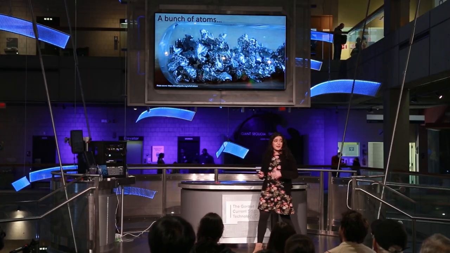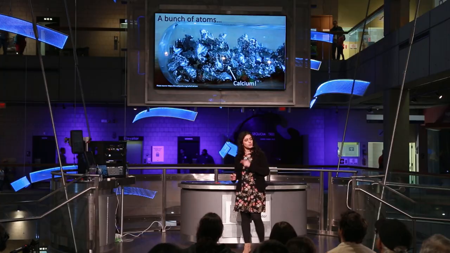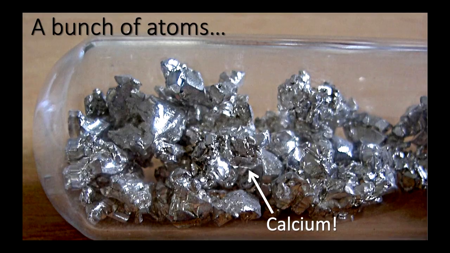And first of all, let's start with the ingredients that you need to trap an atom. So first of all, what you need is a bunch of atoms. So we have to first choose which type of atom we'd like to trap. I'm gonna choose calcium atoms. And this is a bunch of little blobs of calcium atoms in a test tube that has had all of the oxygen removed from it, which is why it looks a little bit silver and shiny.